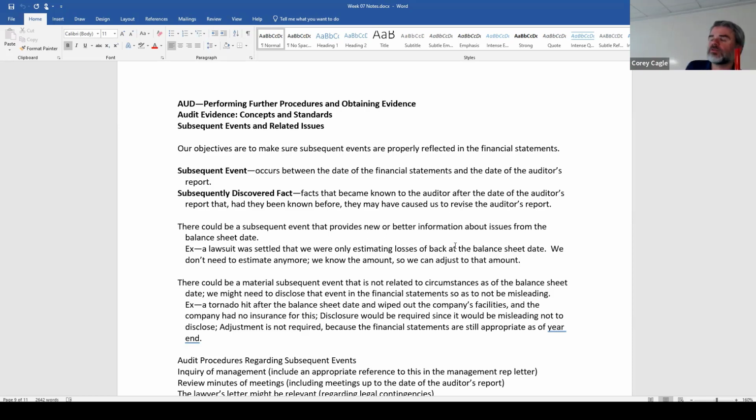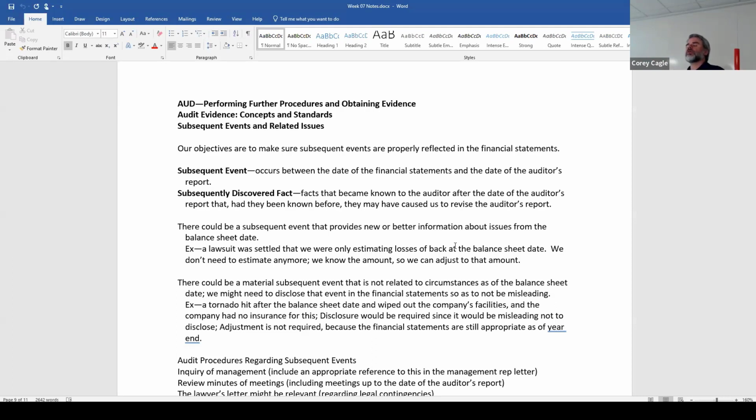So management is supposed to consider any subsequent events that could affect the financial statements between the balance sheet date and the audit report or financial statements being issued, right? So what is a subsequent event? Like we just said, it occurs between the date on the financial statements and the date of the auditor's report.